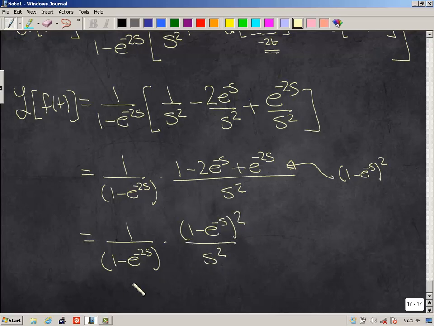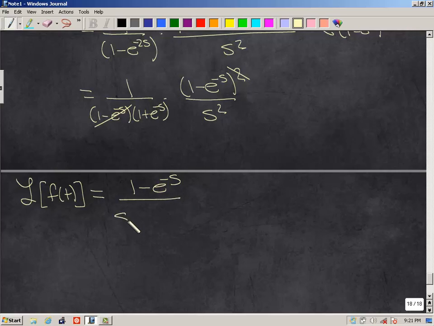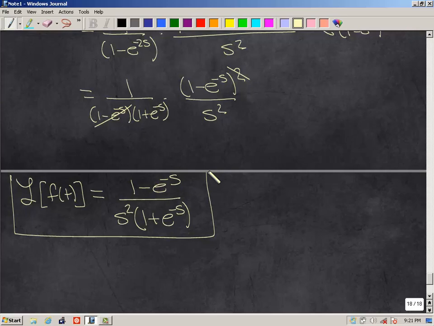Okay, what does that do? Well, let me rewrite this differently. I showed you how to rewrite this: 1 minus e to the negative s, 1 plus e to the negative s. So one of these will cancel. And then you get a nice answer for the Laplace of what we wanted to do. We get 1 minus e to the negative s over s squared times 1 plus e to the negative s. So that's a much nicer answer than what we had before. Okay, so that's how we take Laplace of periodic functions.